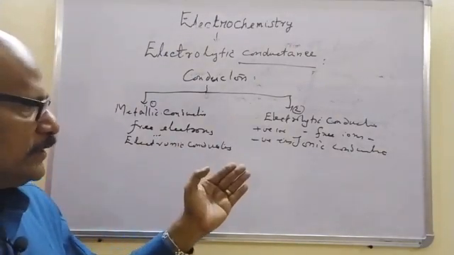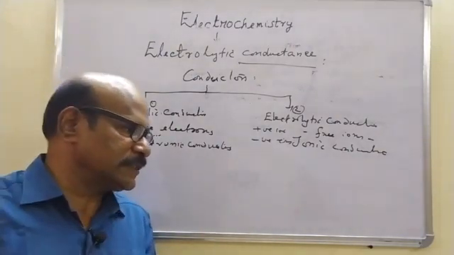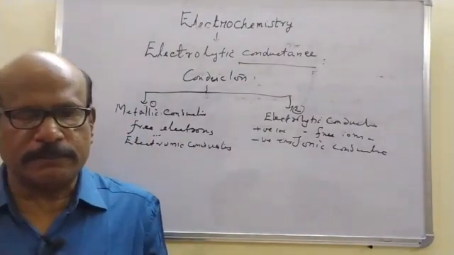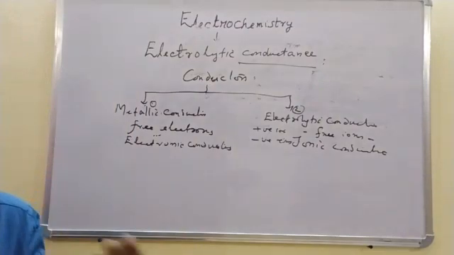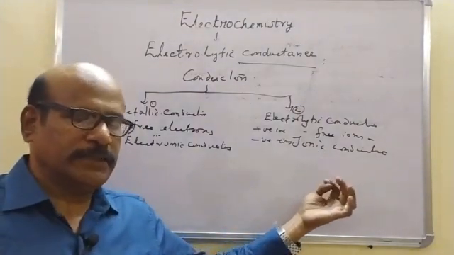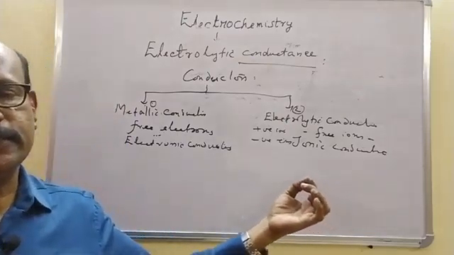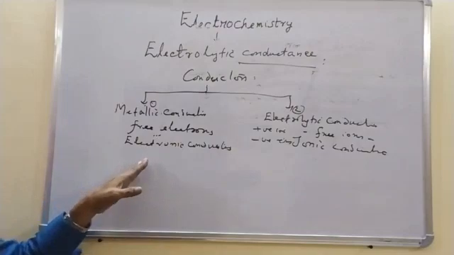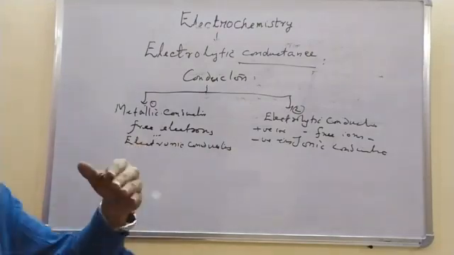Okay, so what is expected in this case is that as the temperature increases, more and more free ions are produced, and the speed of the ions also increases. It is generally expected that as the temperature increases, the electrolytic conductance increases. But in the case of a metallic conductor, it diminishes.